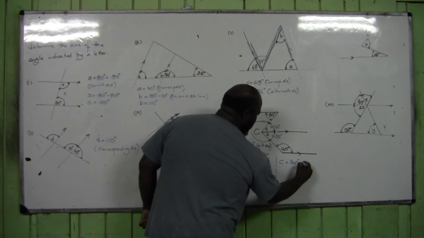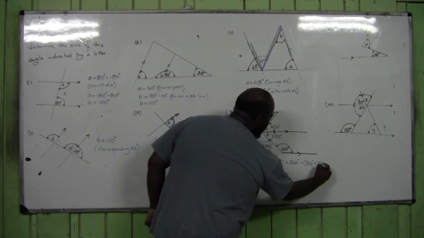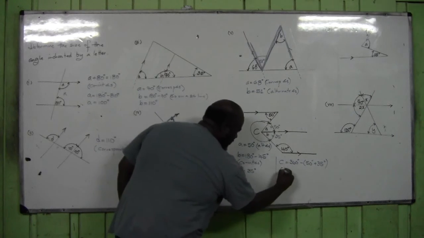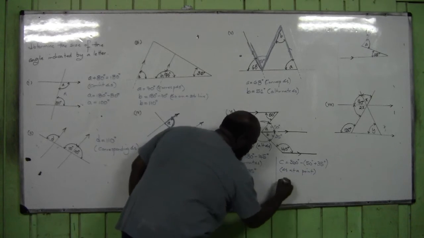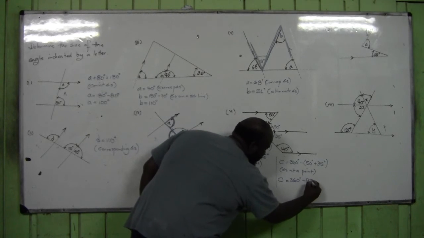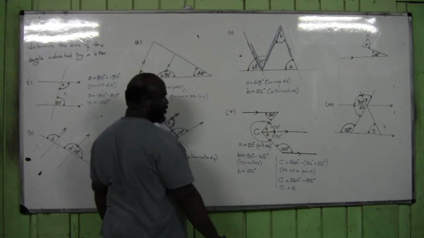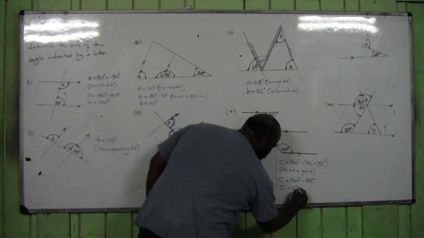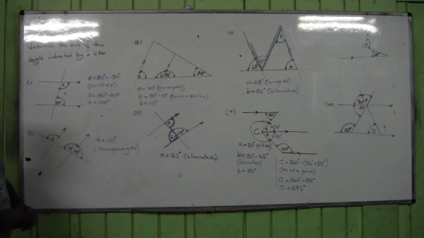360 minus 50 plus 35. Do you agree? They are angles at a point. So C is equal to 360 minus, is it 85? Yes, sir. So C is equal to what? 285? No, 275. Thank you. 275 degrees. So now we understand, sir.